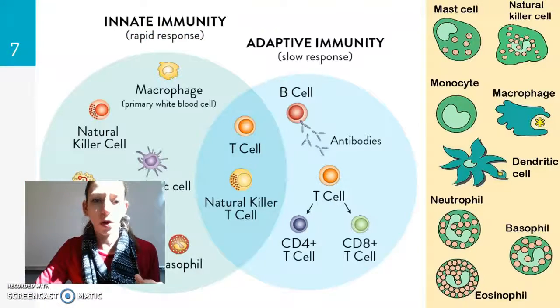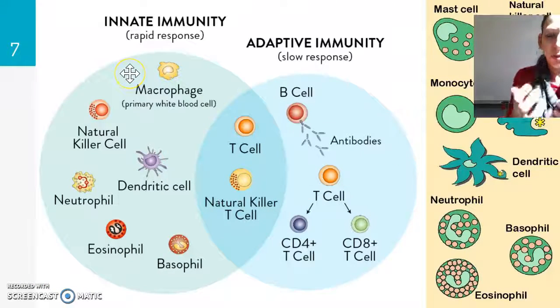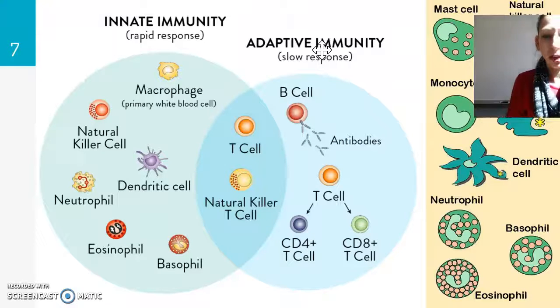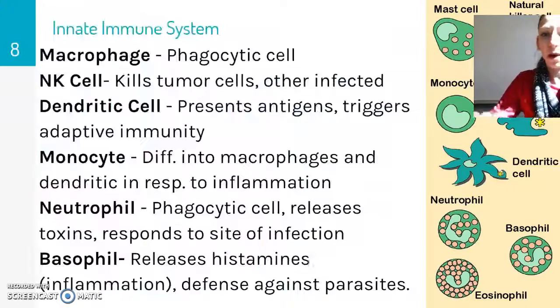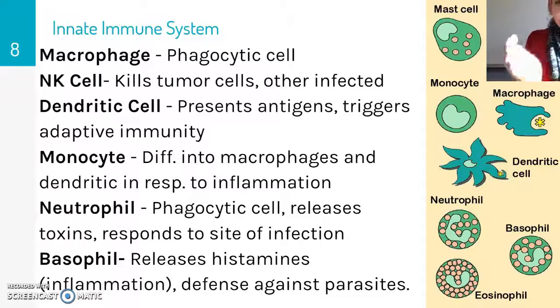All right, so of course, again, we have our innate immunity, which is generally a more rapid response, and our adaptive immunity, a slower response because we have to produce antibodies against specific organisms or pathogens that are going to come in, or the cells have to respond in a specific way. So let's talk about our innate immune system cells first. We have macrophages, which are phagocytic cells. Again, they're going to engulf cells. NK natural killer cells, they're going to present antigens, trigger adaptive immunity sometimes.